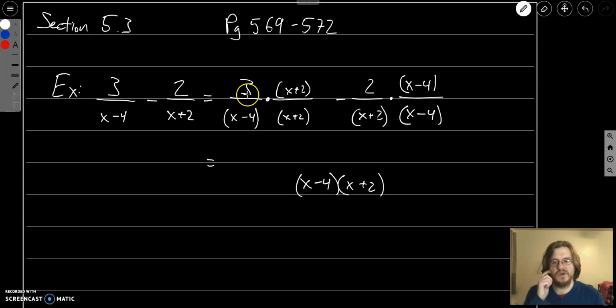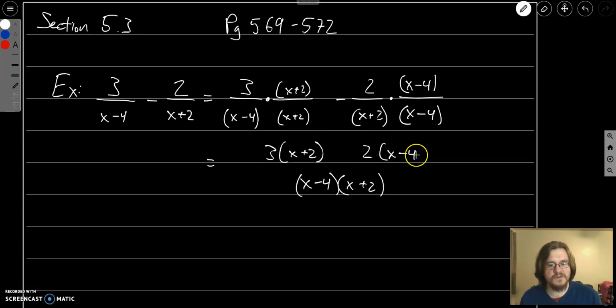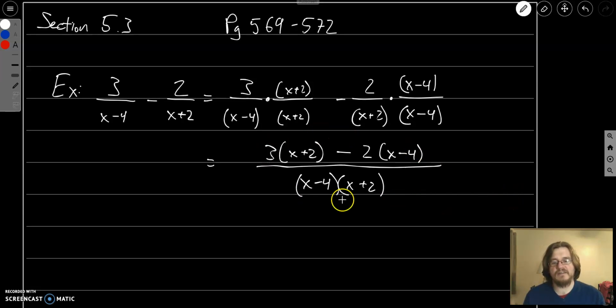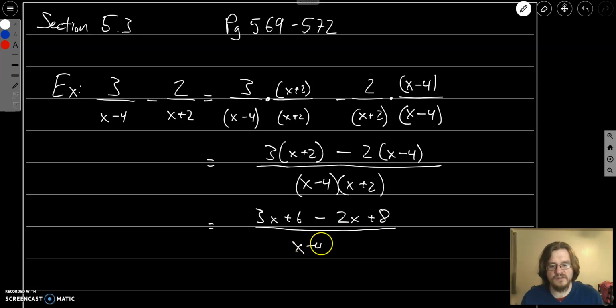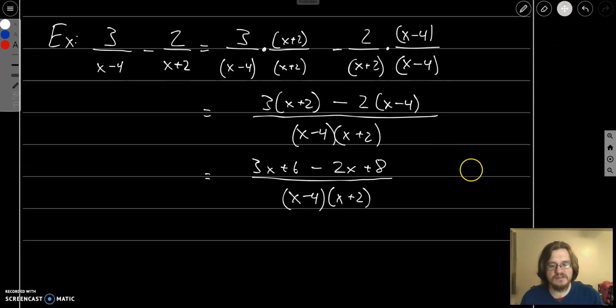So what is the top? Well, over here we had 3 times x plus 2. Over here we'll have 2 times x minus 4, but we're subtracting the fractions, so we'll end up subtracting this one, and we now have everything as one fraction. We can simplify if we want to. I can distribute the 3. We'll have 3x plus 6 minus 2x plus 8, over the bottom, which I'm just going to leave as those two factors.